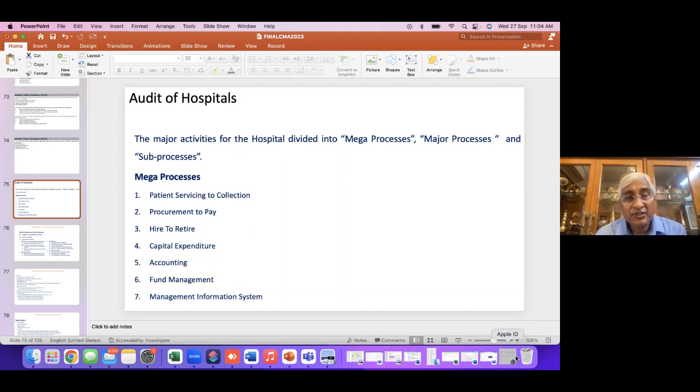Then there is capital expenditure, because every hospital, whether a startup or an old one, always requires some new equipments. Suppose an eye hospital has traditional equipments, but now cataract operations are done through laser, or there are different equipments, for which they are supposed to make a budget.